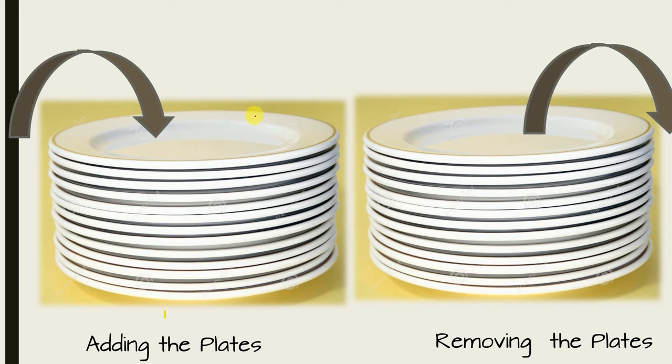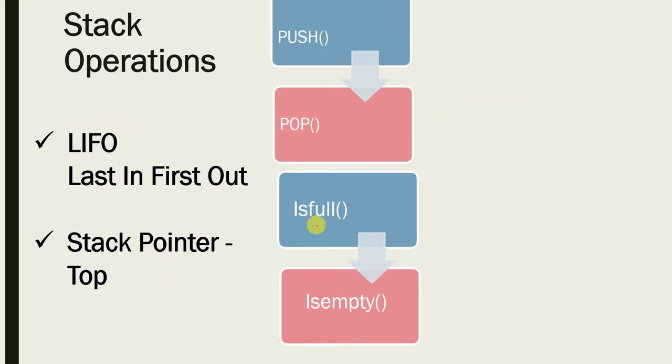And what is the fourth operation? It is checking is empty. Is empty means if there are no plates at all, what will you be taking out? So you should check if there are elements in the stack before you take out the elements, before you pop the elements. So clear, right? There are how many operations? One is push operation, another one is pop operation, is full and is empty.